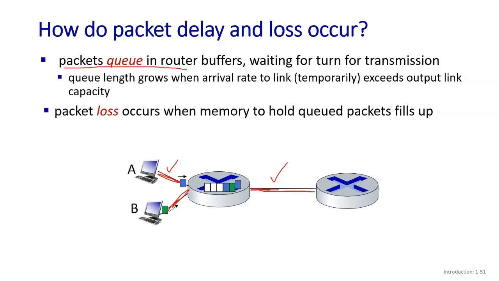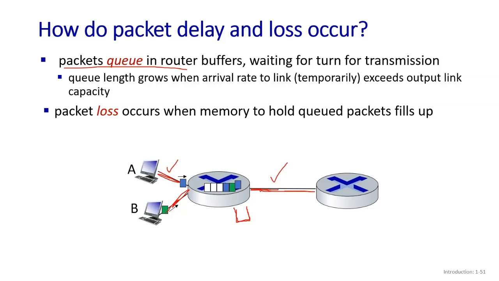So the queue length grows when the arrival rate to the link temporarily exceeds the output link capacity. We have studied this in the last lectures as well: we have temporary memory buffers linked with these outgoing links at each router.